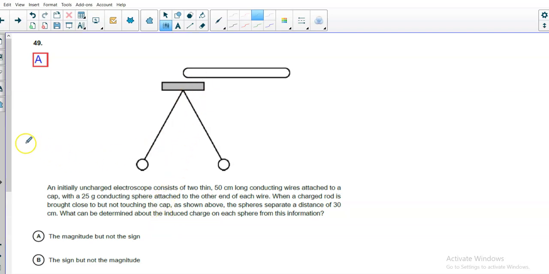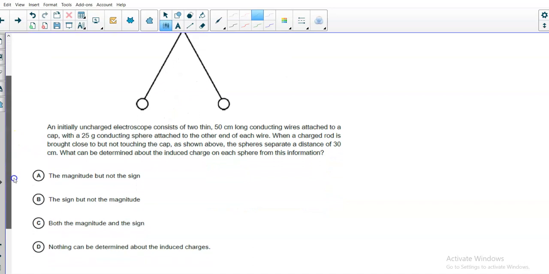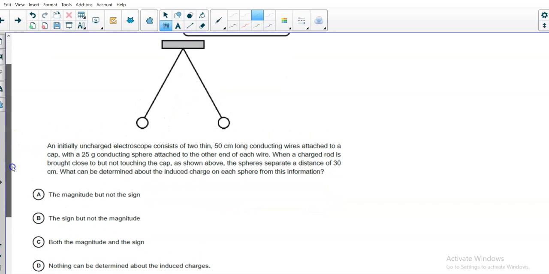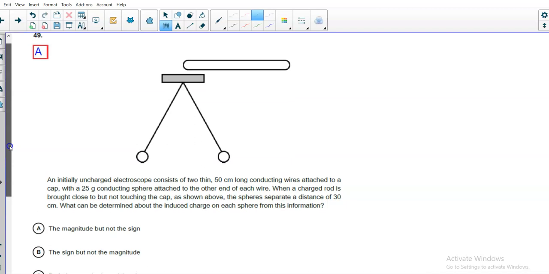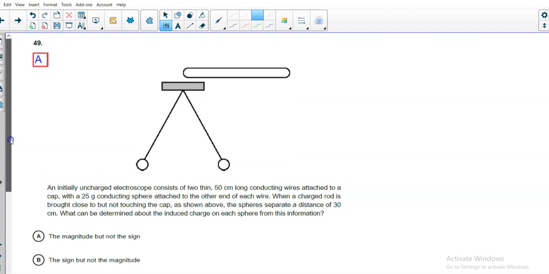Alright. This is tricky. I could figure out, using physics, the magnitude, angles, and tensions, and I know the weight of the spheres and the length of the string. I could probably find out how strong the force is that each one is feeling. But the problem is, I have no way of knowing whether they're positive or negative.